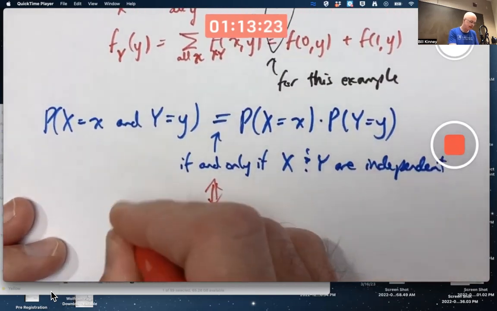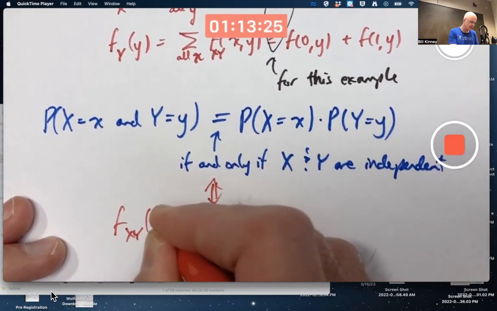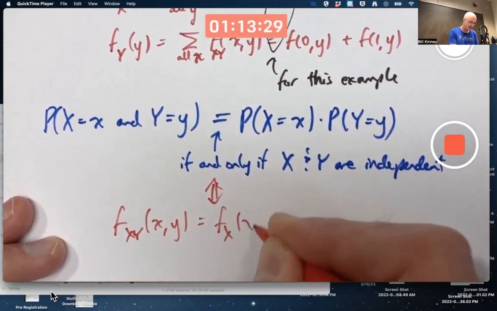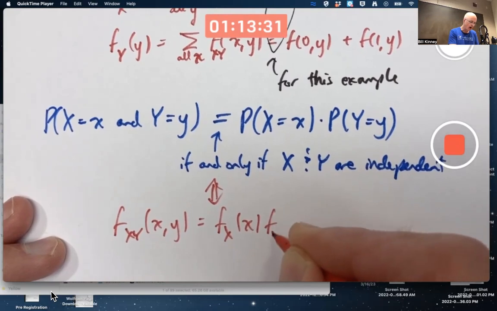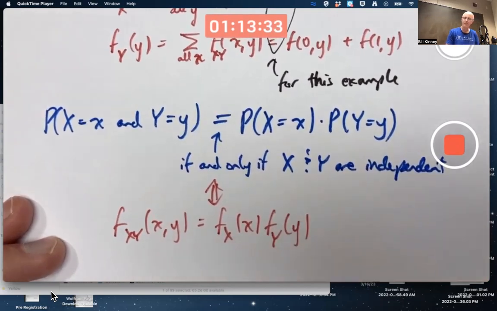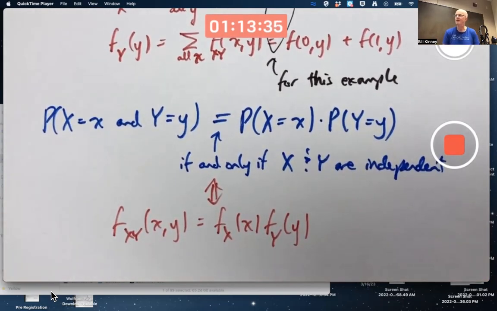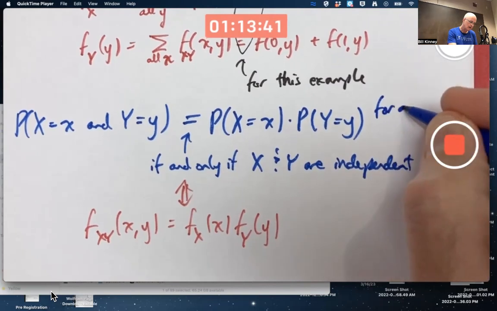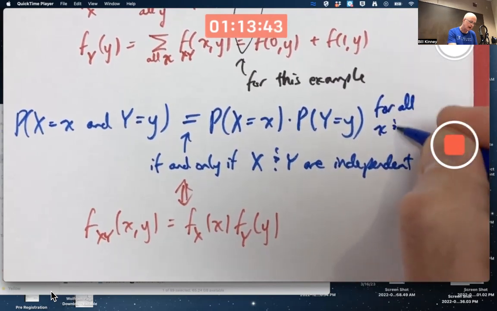this is equivalent to saying that the joint PMF equals the product of the marginal PMFs for all values of little x and little y, by the way. Forgot to mention that. You want this to be true for all little x and little y.